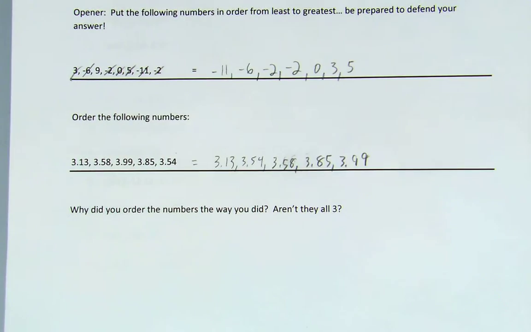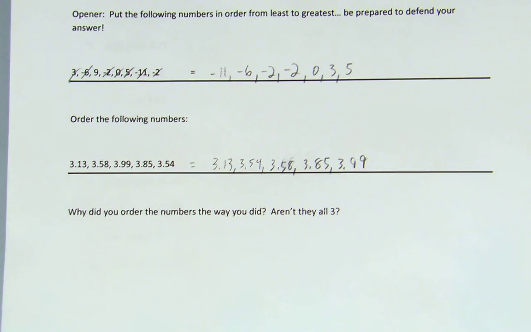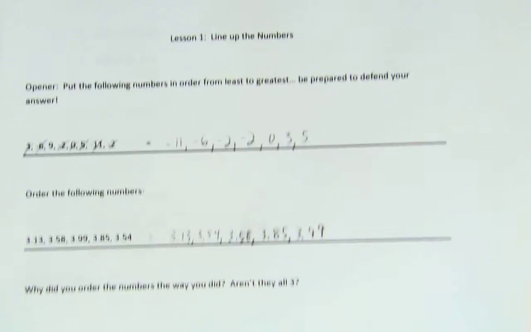So then you can lead into the good discussion of why they ordered the numbers the way they did. Aren't they all 3? It kind of activates their knowledge as to what they'll know, and hopefully they do better for the lesson. Alright, moving on to the next part, which is the rote practice.